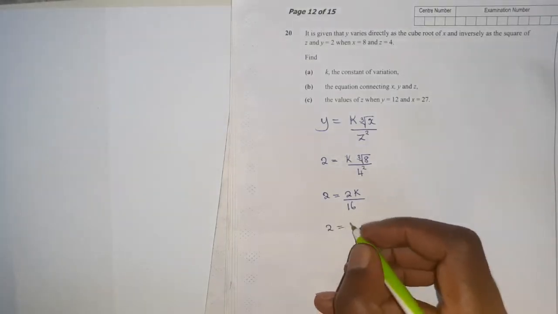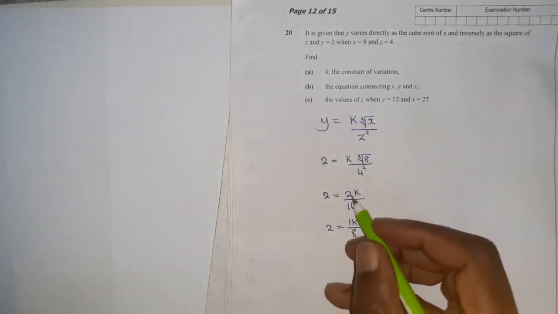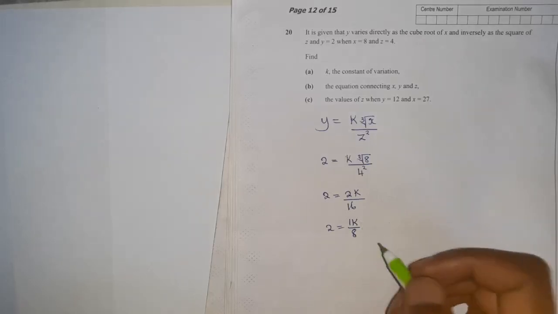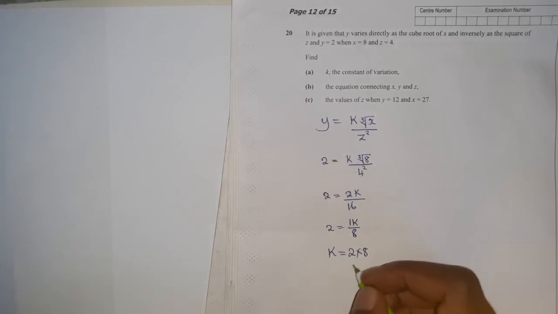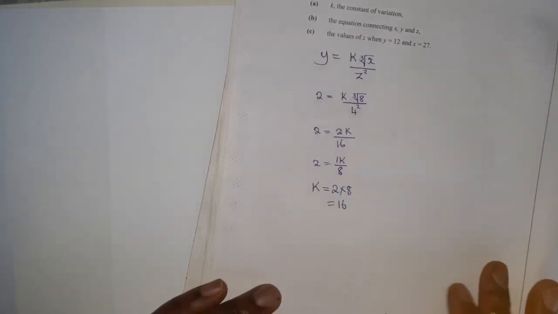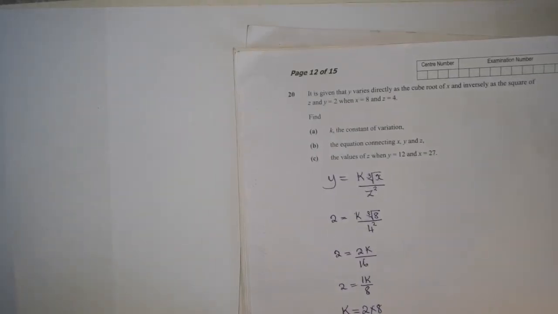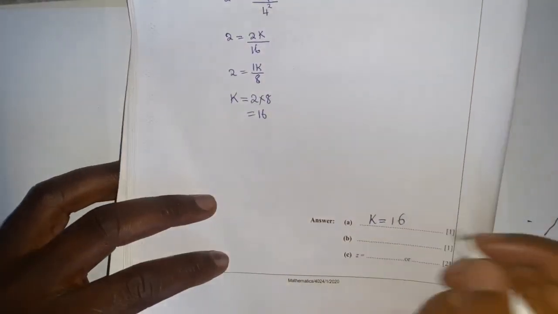2 is equal to 1k over 8, if you like. 2 here, it's 1. 2 here, it's 8. So this is the same as k over 8. So to find the value of k, you say 2 multiplied by 8, which is going to give us 16. So we're being asked to find the value k, which is the constant of the variation. So here we are saying our k is equal to 16.